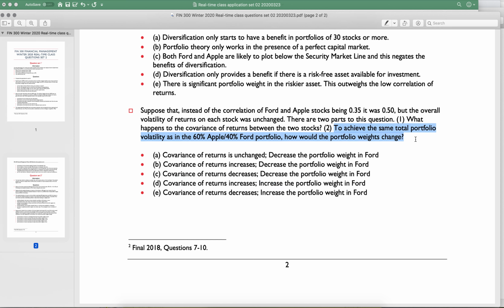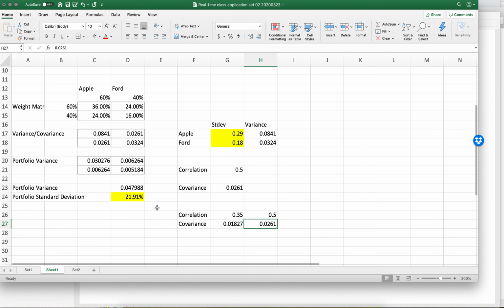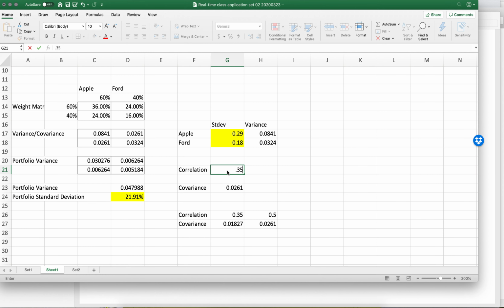And then we want to know, to achieve the same total portfolio volatility, how the portfolio weights change. Let's go back. All right, so at 0.35, the portfolio volatility is going to be, let me increase it, 21.03083%. All right, change this to 0.5.